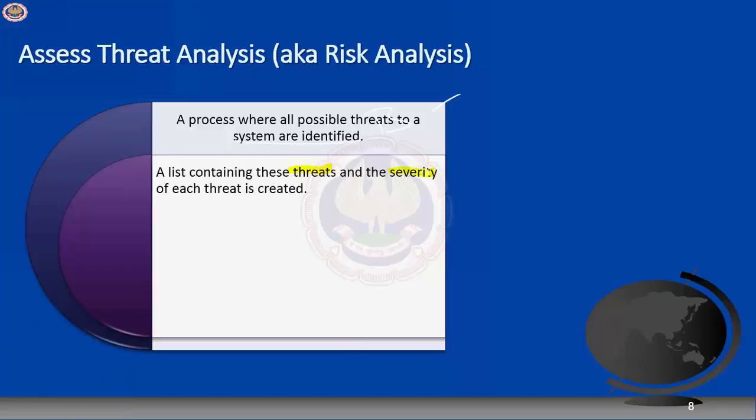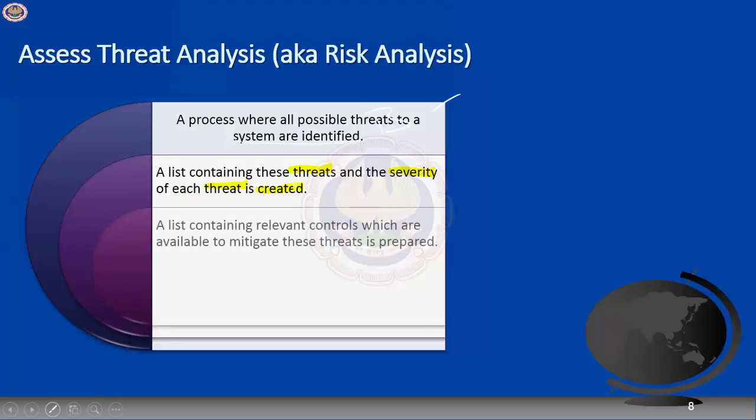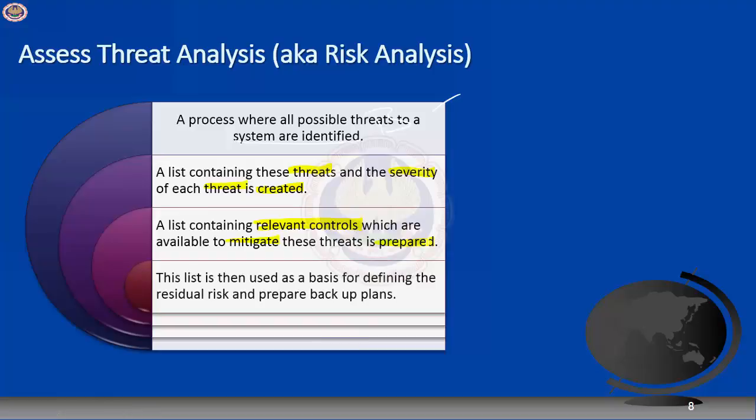And you look at the severity of the threats in terms of what is the impact of the threats and how they are created and how they impact the organization. You also decide, depending on the threats, what are the relevant controls which actually exist in the organization, and these controls will actually mitigate this risk. You need to prepare and document these threats and the controls. And this list which is prepared, which is the list of the threats, the vulnerabilities, the relevant controls which are there, will be used for defining the residual risks which are existing in the organization and also prepare the backup plans as applicable for the organization.